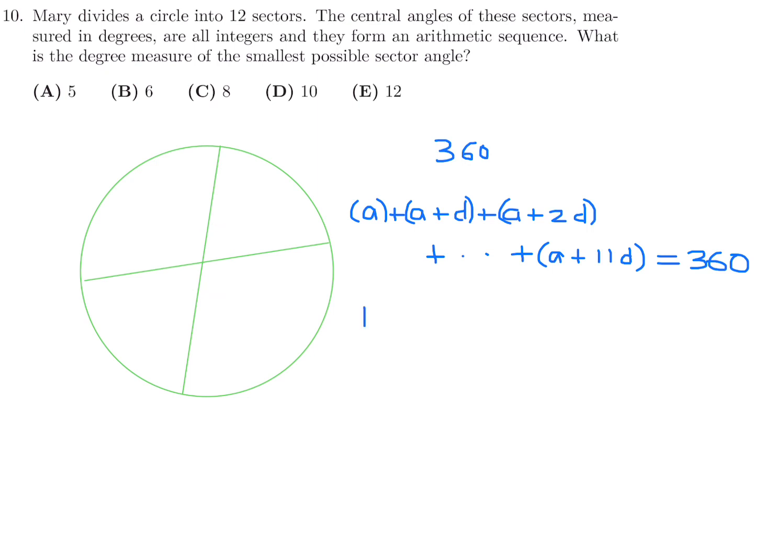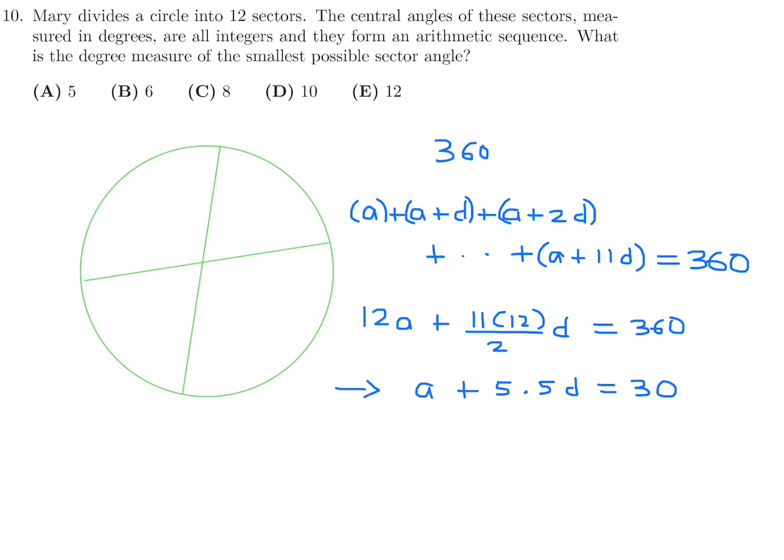So if you add this up, it becomes 12A, and then you're adding all the numbers from 1 to 11. So that's going to be 11 times 12 divided by 2, times D, and that's got to equal 360. Divide through by 12, and you get A plus 5.5D is equal to 30. Now, A is what we have to figure out. They give us a very important clue here, that they're all integers, and that's very helpful. So basically what it boils down to is trying to find integer solutions for that equation.